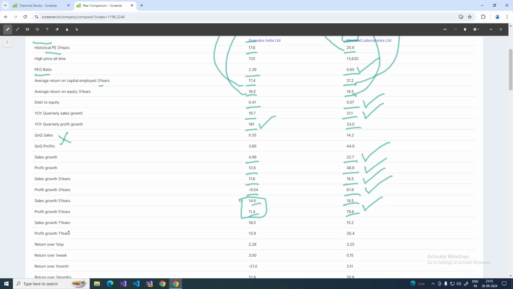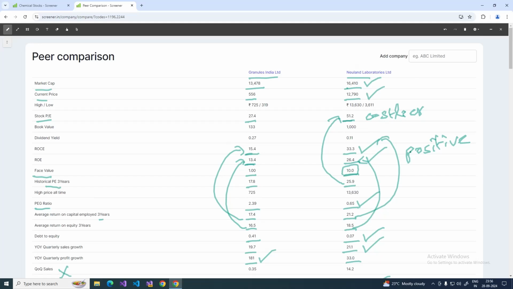Later 7 years. So sales is 18 for Granules and Neuland is 15. So here positive for Granules. Profit growth for 7 years, Granules 13.9 and Neuland 30.4. This is positive for Neuland. If we observe up to now, there are more positives for Neuland Laboratories.